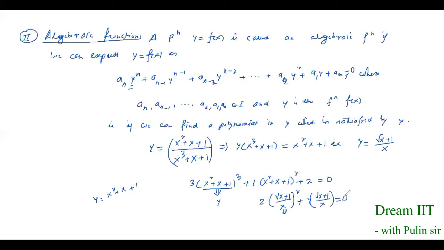So if you are getting anything like this, it is called an algebraic function, right? Where y is this and y is satisfying this polynomial, because in place of y, if I put it, it is making it 0. So that is the idea of an algebraic function. Now I'll go to the next part. Now, number 3.